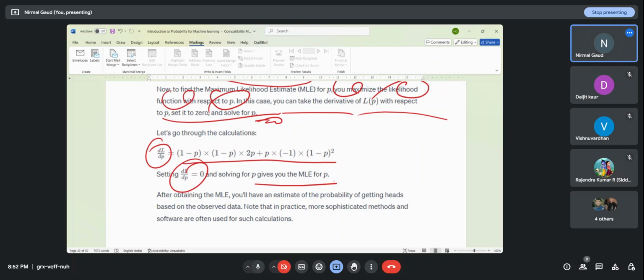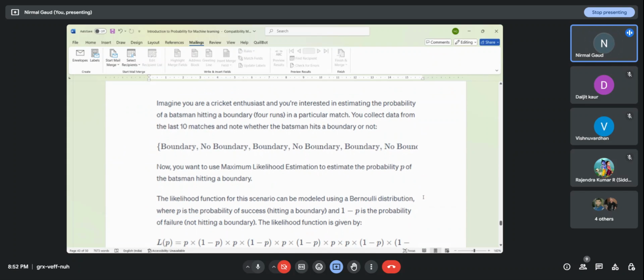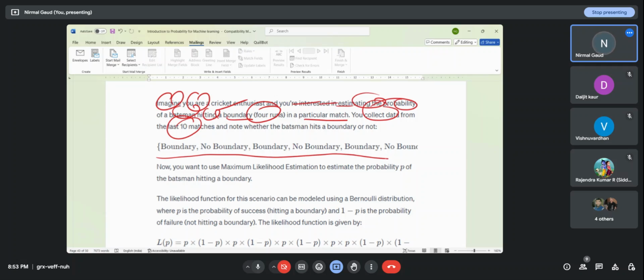Okay, so this is how we calculate maximum likelihood estimate. I do have few more examples and similar. Imagine you have cricket interest, you are enthusiastic, so you are interested in estimating the probability of batsman hitting a boundary, 4 runs in a particular match. You collect data of 10 matches and this is what you got.